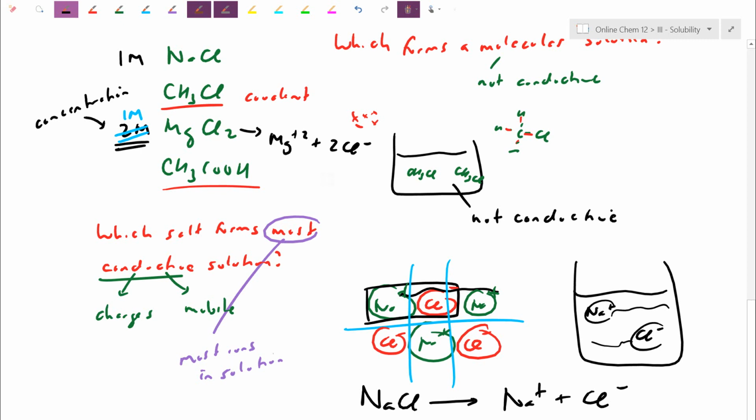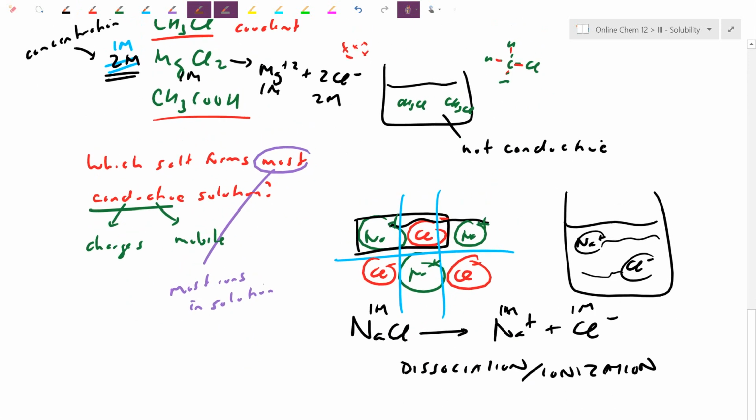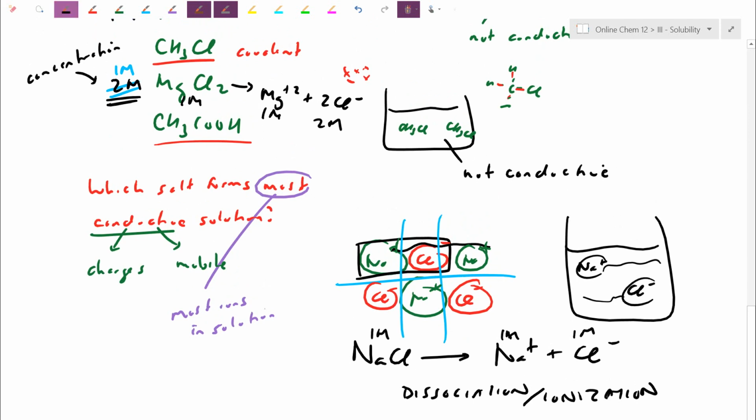So for every MgCl2 that breaks up, even if I have 1 molar, based on the mole ratio, I'm going to get 3 molars worth of ions, whereas in this case, if it's 1 molar NaCl, I'm going to get 2 molars worth of ions. So the more ions we have in solution, whether because the starting concentration is higher or because of the mole ratio, both of those will be most conductive. So in that situation, I would say MgCl2 is most conductive here.